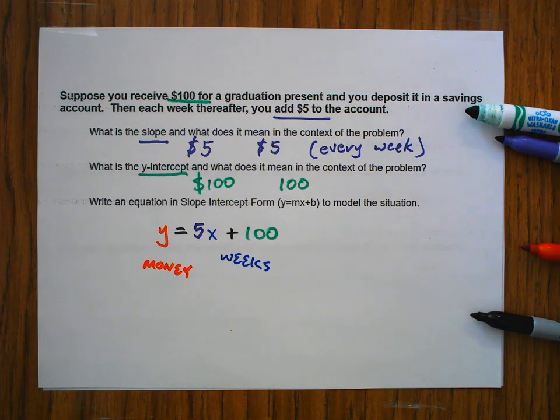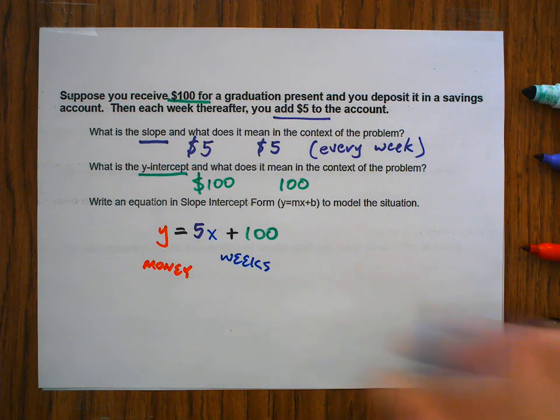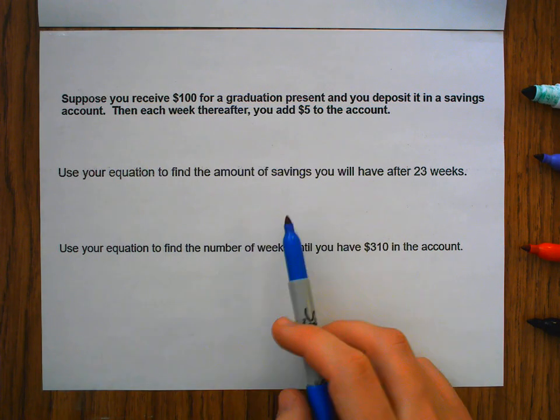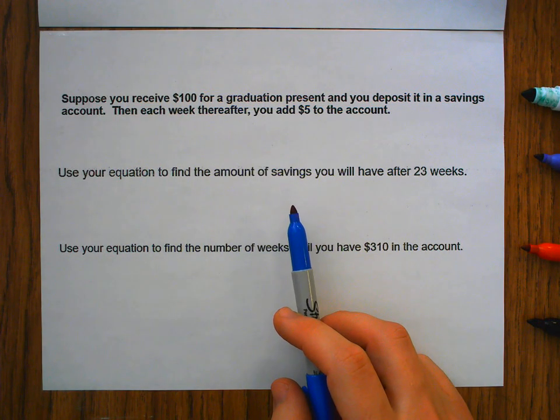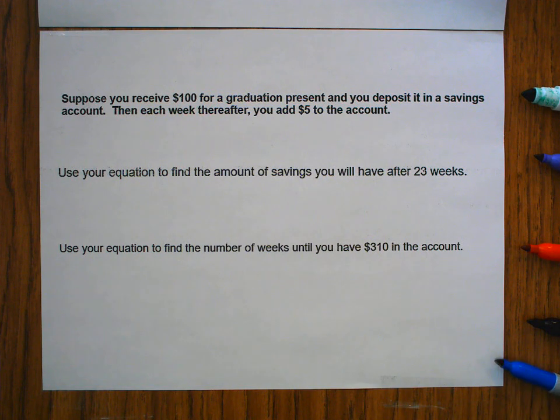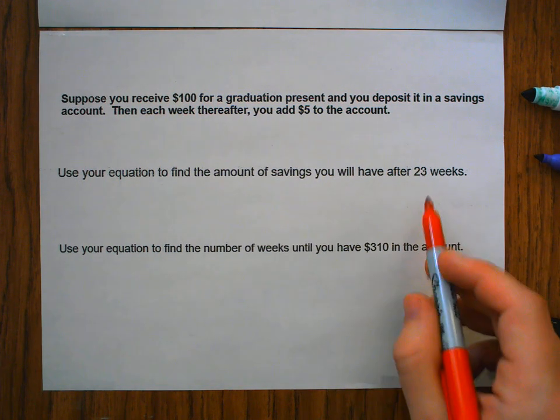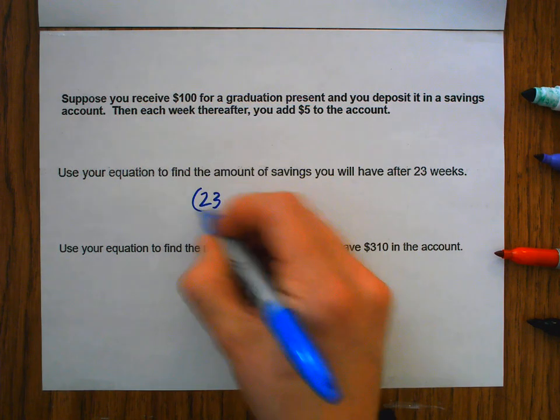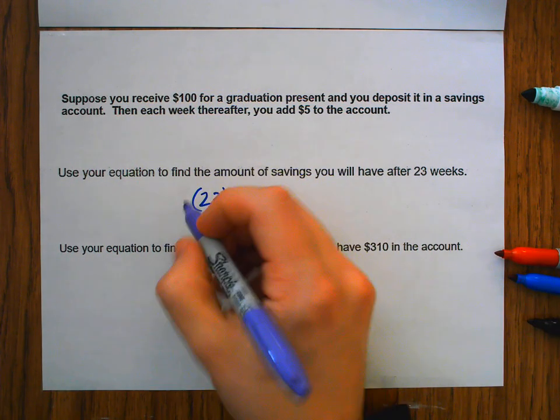Let's take this a step further and answer some questions about this story problem. Use your equation to find the amount of savings you will have after 23 weeks. 23 weeks goes in place of X. Let's build the equation around it.